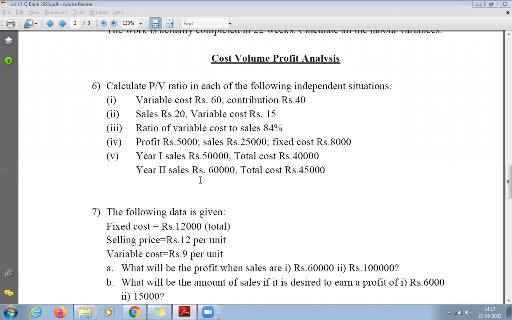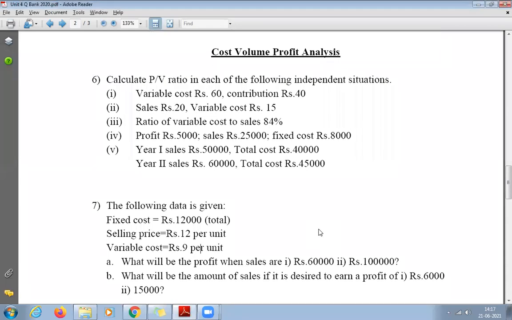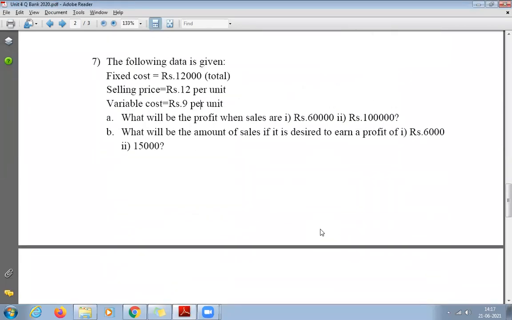Okay. So someone quickly read question number 7 for all of us. Rima, please read. Yes, sir. The following data is given: fixed cost rupees 12,000 total, selling price rupees 12 per unit, variable cost rupees 9 per unit. A. What will be the profit when sales are 60,000, 1 lakh? What will be the amount of sales if it decides to earn a profit of 6,000 and 15,000?